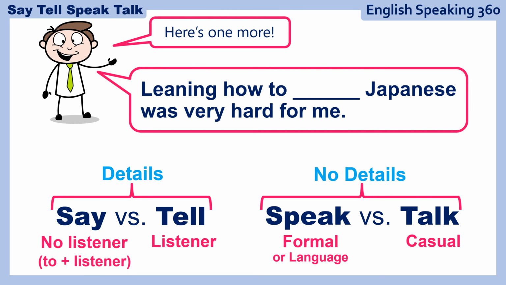Here's one more. Learning how to [blank] Japanese was very hard for me. Okay? In this case, we have no details and we have a language. So, learning how to speak Japanese was very hard for me.